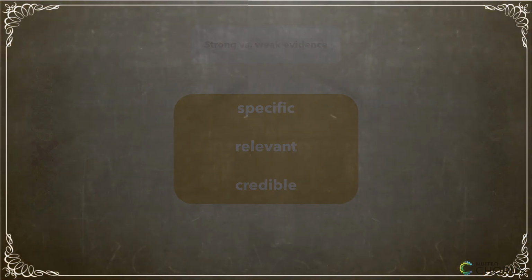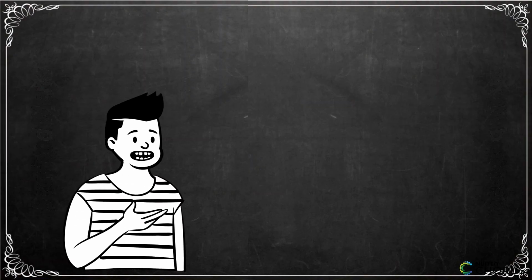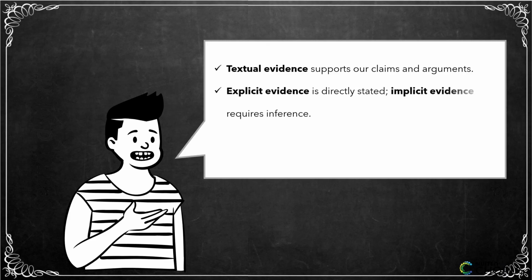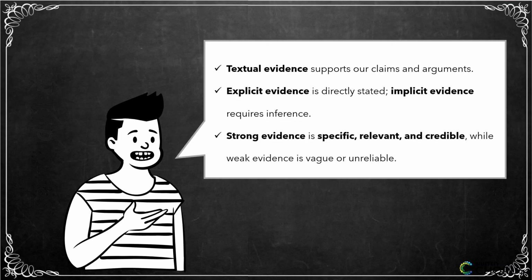Great job today. Let's quickly review what we've learned about citing strong textual evidence. Textual evidence supports our claims and arguments. Explicit evidence is directly stated. Implicit evidence requires inference. Strong evidence is specific, relevant, and credible, while weak evidence is vague or unreliable.